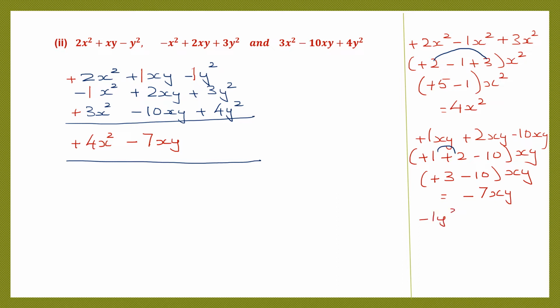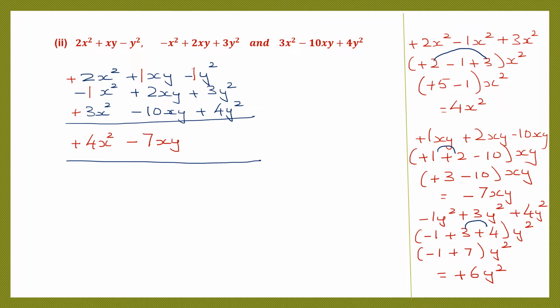Let's take the y squares now. Minus 1y square plus 3y square plus 4y square. Leave the numbers, minus 1 plus 3 plus 4y square. Add up the numbers with the same sign. We have plus 3 and plus 4. So minus 1 plus 7y square. Signs are different. Put the sign of the bigger number. Plus 7 minus 1 is 6y square. So here it is plus 6y square. So what is our answer? Plus 4x square minus 7xy plus 6y square.